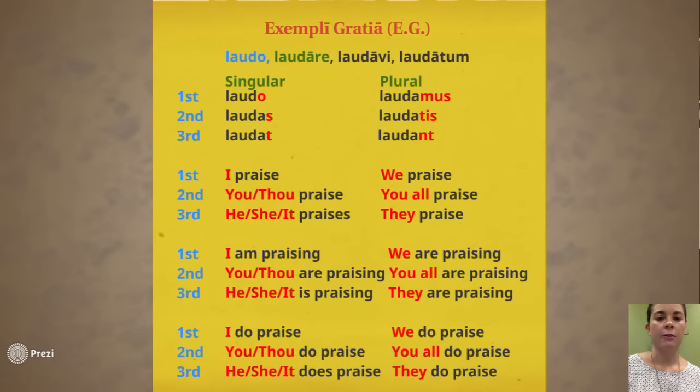Now let's take a look at an example. Now here you can see laudo, laudas, laudat, laudamus, laudatis, laudant. All of the endings are highlighted in red with the correlating subjects highlighted in red with the translation options below. Now these are three different options. The most convenient or the most frequently used is the first one, I praise, which we would call a simple present. I am praising would be the present continuous, and I do praise would be the present emphatic. And you would just switch between these depending on what you were trying to convey precisely, but these are the three ways that we translate present tense in English and how it's used in Latin.